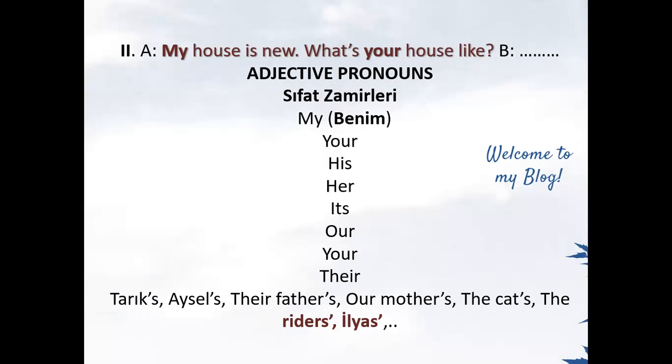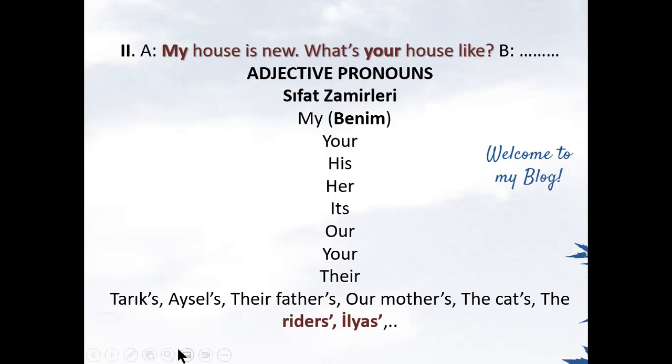Okay. Adjective pronouns. For example, my house is new. Here, my is the answer to the question, how? Yes. My house, just like the small house, big house, my house. So that house is different from the other houses. My house is new. What's your house like? It is a smart house, for example. My house is a smart house.